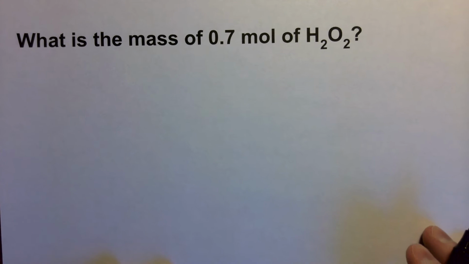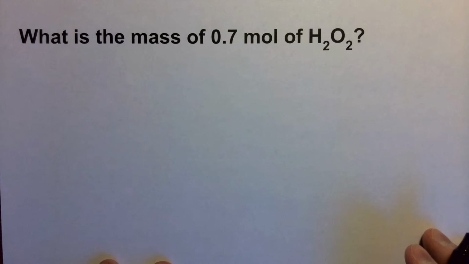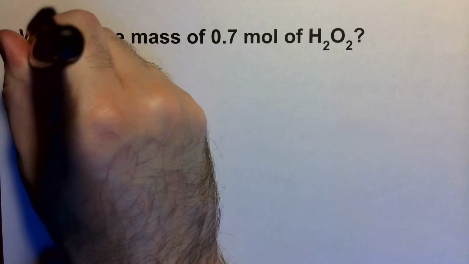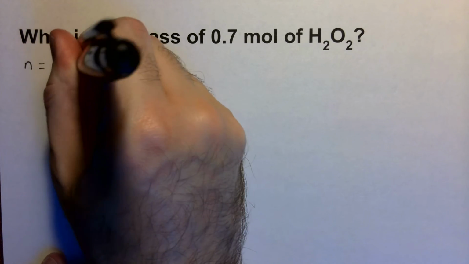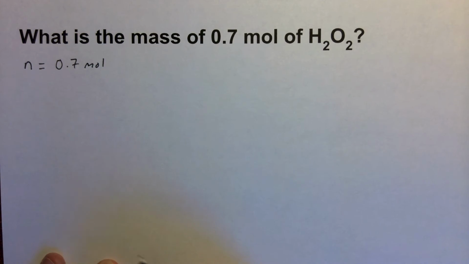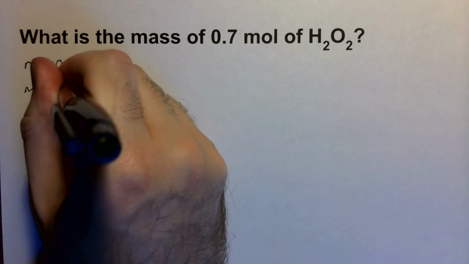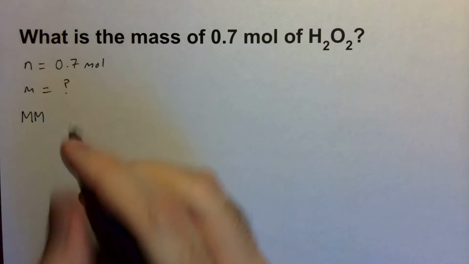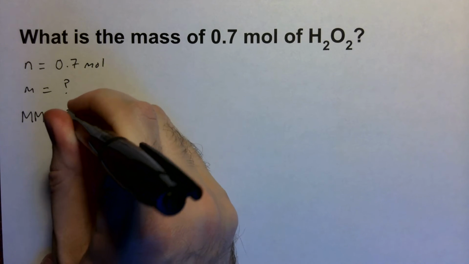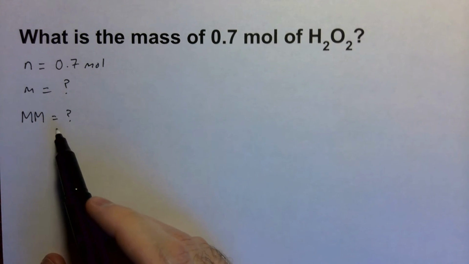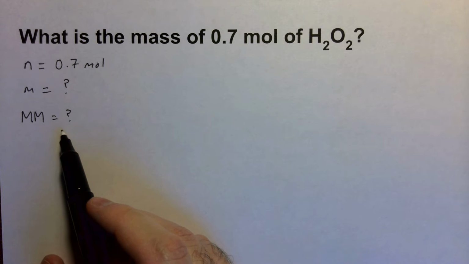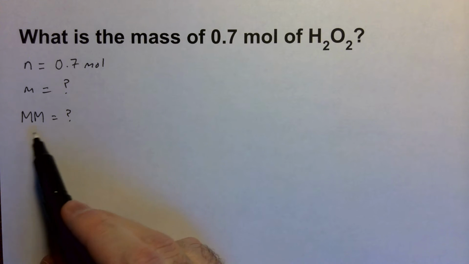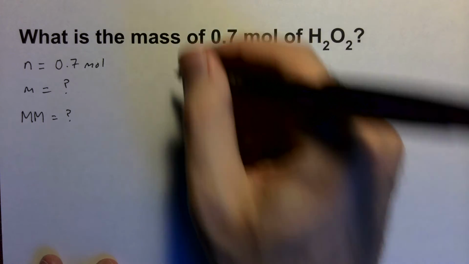So the first thing I like to do when tackling these kinds of questions is make a data list so we can determine the givens and our unknowns. So n means moles, and we know that is 0.7 moles. We're being asked for the mass, so that is an unknown, lowercase m, and then the molar mass, that's also an unknown. We have to determine that, but we can do that very easily using the periodic table. So our first step is we're going to solve for the molar mass.